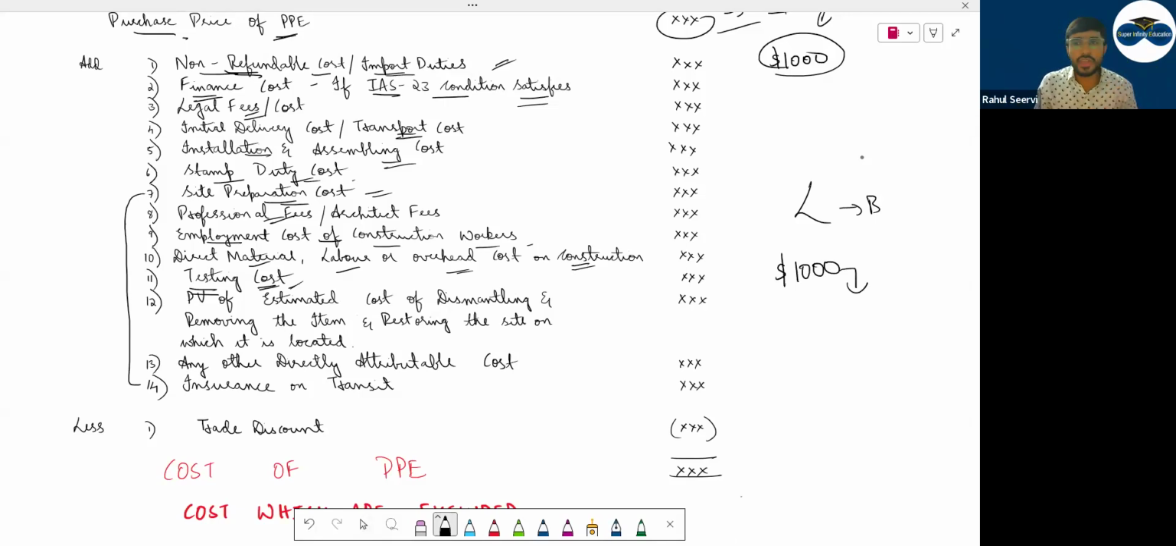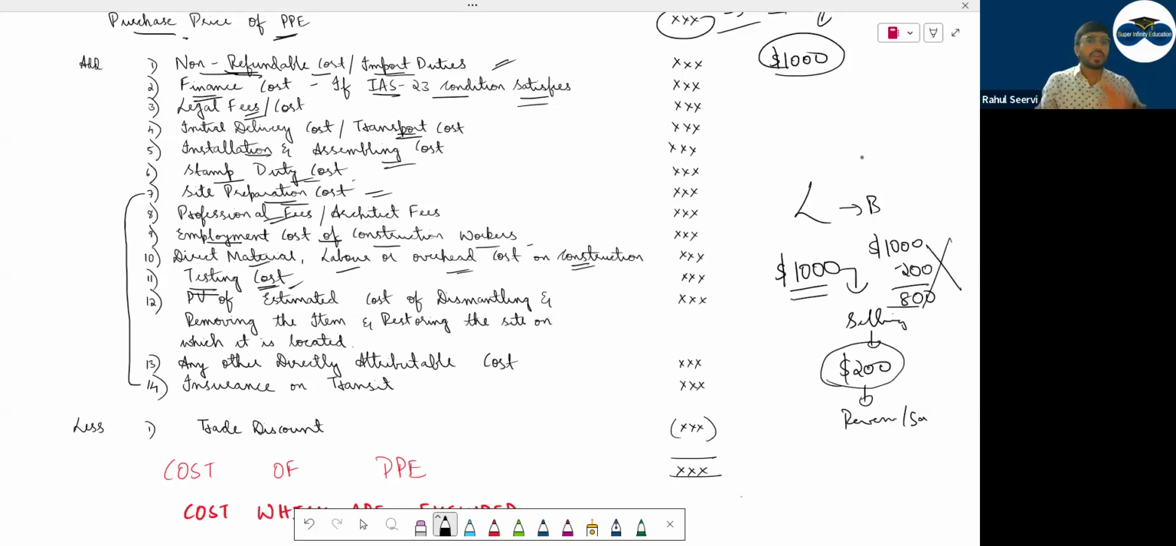If you get some output and you're selling this, and you're getting some value of $200, where will you record this? This you will record in revenue as sales. You will not say that 1,000 minus 200, my net cost is 800. You will not do this. You will record the testing cost separately, and this 200 also separately, where you will record this 200 as a revenue. I have written this in the note also below.